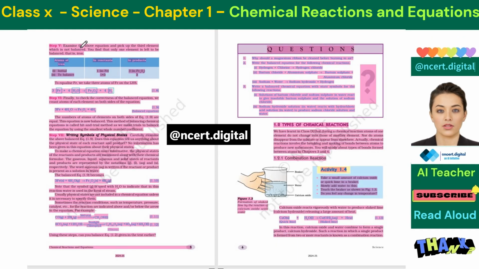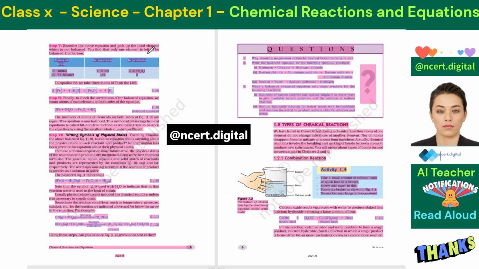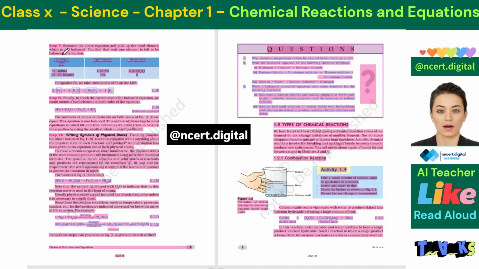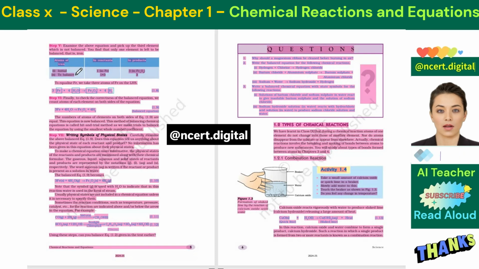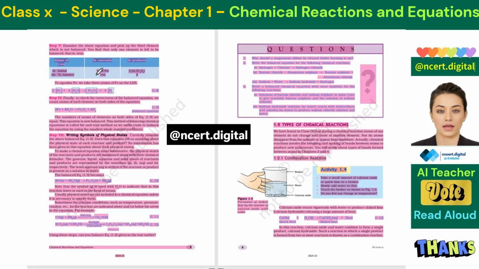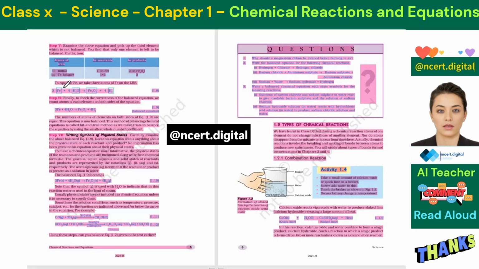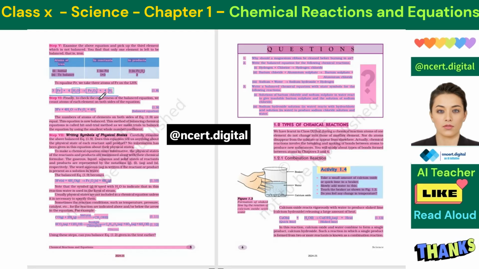Step 5. Examine the above equation and pick up the third element which is not balanced. You find that only one element is left to be balanced, that is, iron. Atoms of iron in reactants: initially 1 in Fe, to balance 3; in products: 3 in Fe3O4. To equalize Fe, we take 3 atoms of Fe on the LHS: 3Fe + 4H2O → Fe3O4 + 4H2 (1.8).